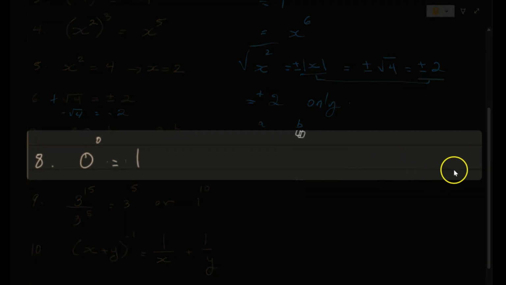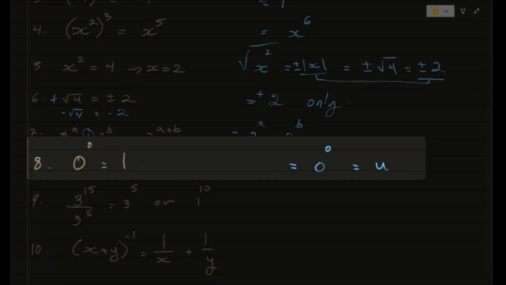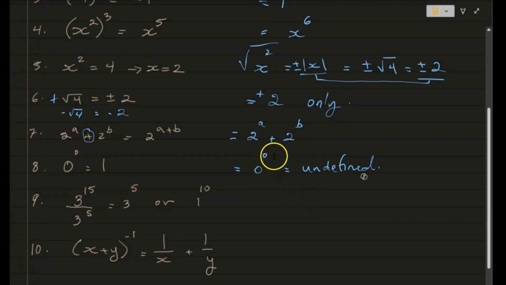Okay? Now, let's go to the next one. Number 8. All the time I see this: 0 to the 0 is equal to 1. That's not true at all, okay? Now, 0 to the 0 is a special case. 0 to the 0 is actually undefined. So 0 to the 0, we don't know what that is. It's undefined, the value of it, but it's not 1.